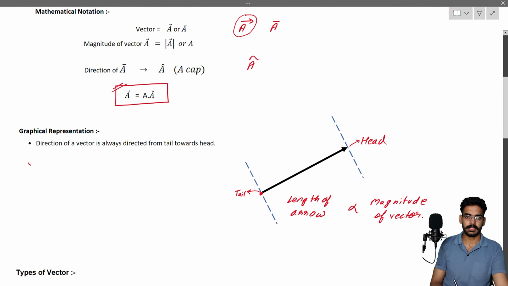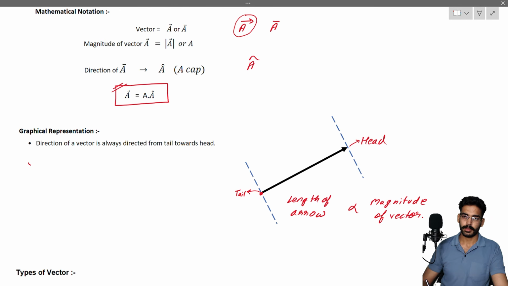So what we can say here is that the direction of a vector is always directed from tail towards head. So the vector starts from the tail and goes towards the head, okay? So this is the direction from tail to head. This is the direction of the vector.